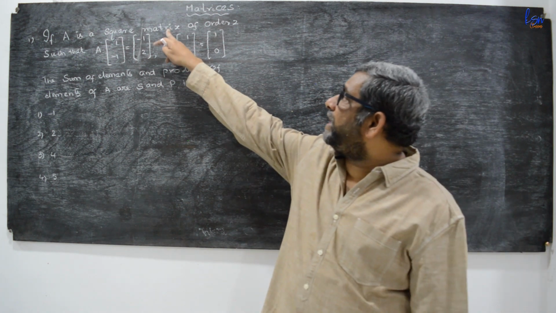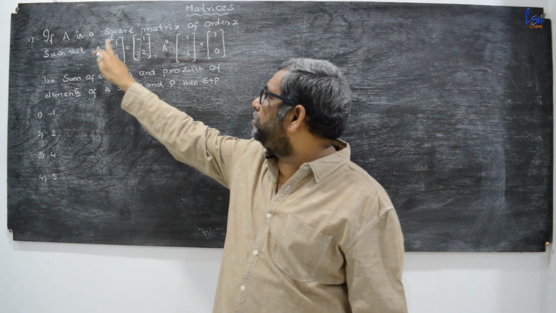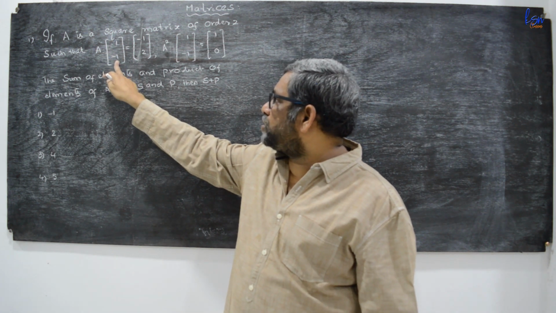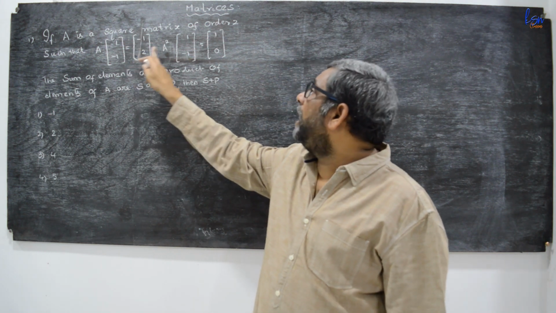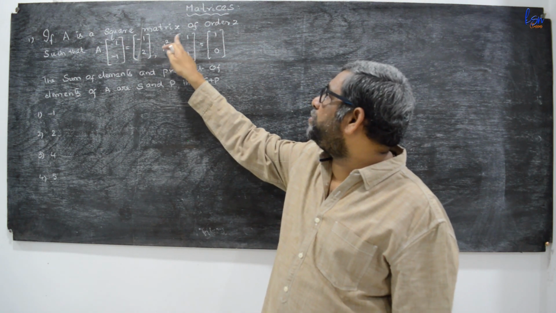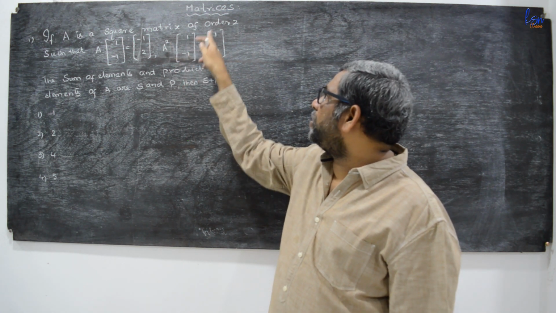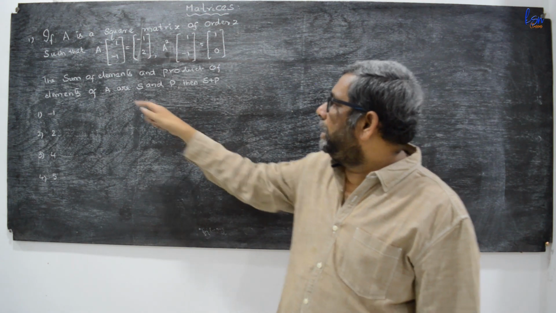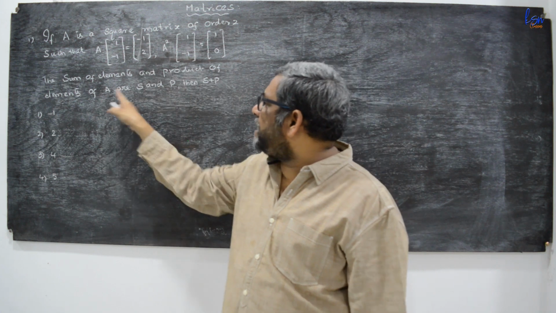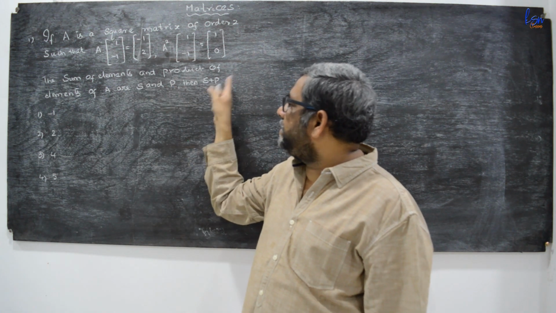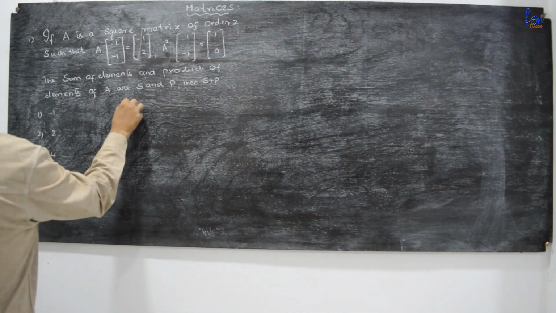If A is a square matrix of order 2 such that A times the column matrix (1, -1) is equal to the column matrix (-1, 2), and A squared times the column matrix (1, -1) is equal to the column matrix (1, 0), the sum of the elements and the product of the elements of A are S and P, then S plus P is equal to. Now let us consider the solution.